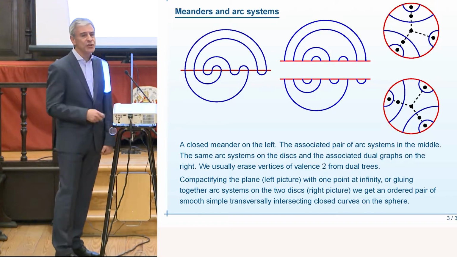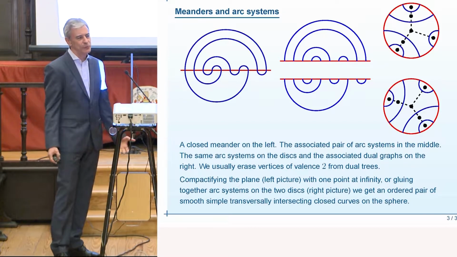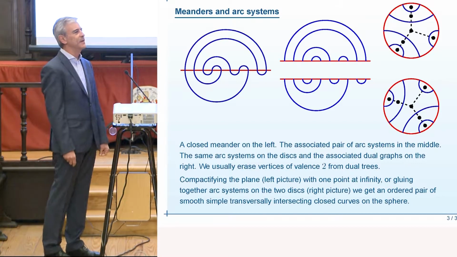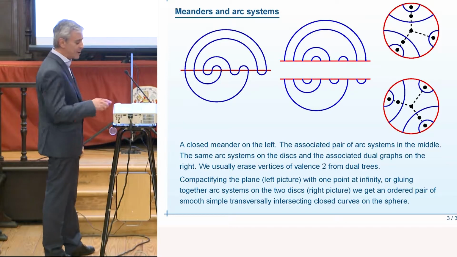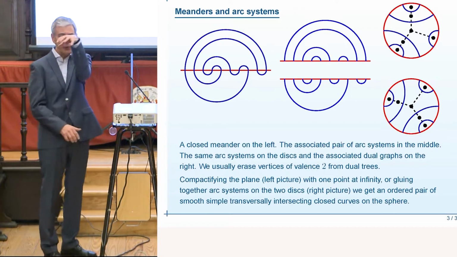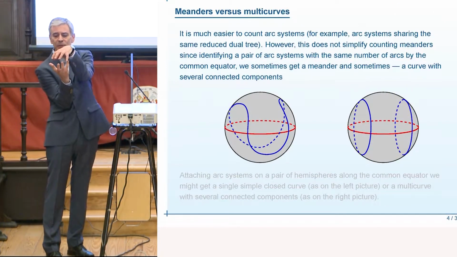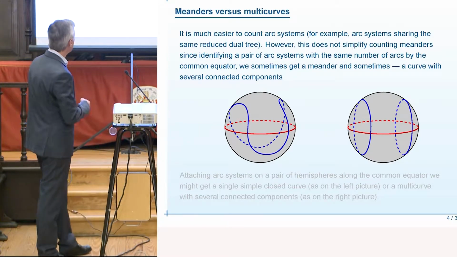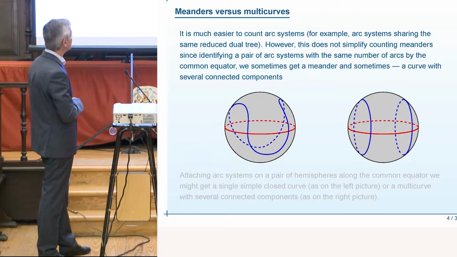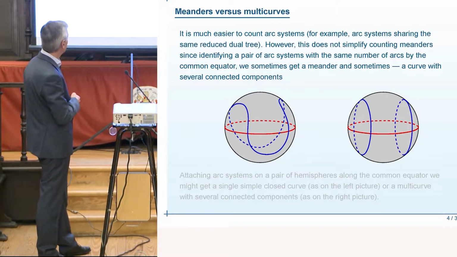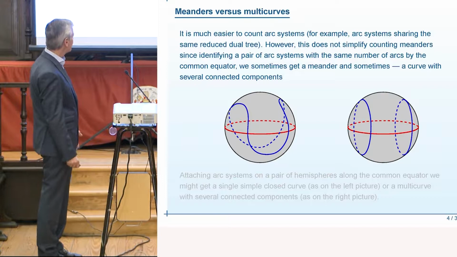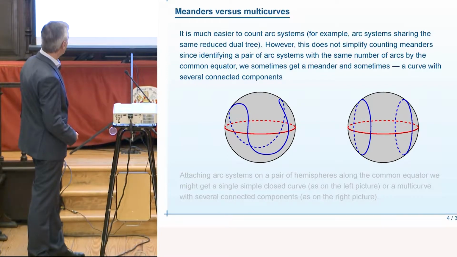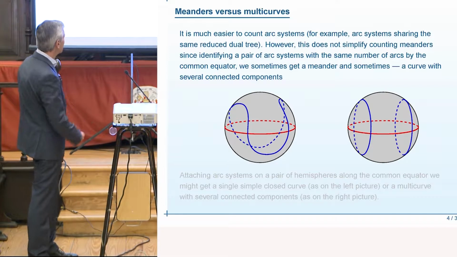Now, it is not difficult to imagine that it's much easier to count arc systems on a disk. This is a relatively simple problem. The trouble is that when you glue two arc systems, one on the northern hemisphere and another on the southern hemisphere, you can choose a twist to glue them together, and sometimes you do get a meander like here, and if you choose another twist, you get a multi-curve. So our red curve is our former horizontal line, and this blue curve provides you a meander, and here we have several connected components.